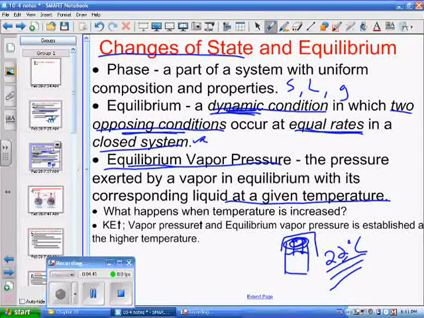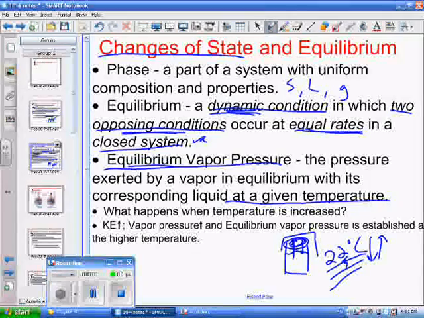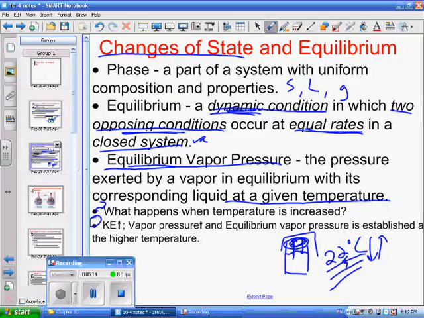Now, if I change this temperature and I go up, then I'm going to have more evaporation and the equilibrium vapor pressure is going to be higher. If I drop the temperature, the equilibrium vapor pressure will be lower, okay? So what does this question say? What happens when temperature is increased? Obviously, there will be more evaporation. Therefore, there will be a higher equilibrium vapor pressure. If kinetic energy increases, the vapor pressure increases, and equilibrium vapor pressure is established at the higher temperature. So this is the answer to this question here. Okay? Next.